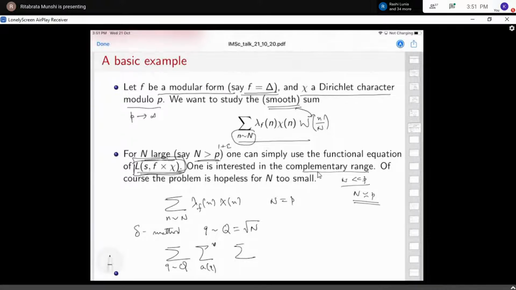Then I have a sum over n of lambda_f(n) e(an/q), and then you have a sum over m of length N, phi(m) e(-am/q). Okay, so I'm ignoring the h part, so that you can ignore, because I'm picking my q to be like square root of N.